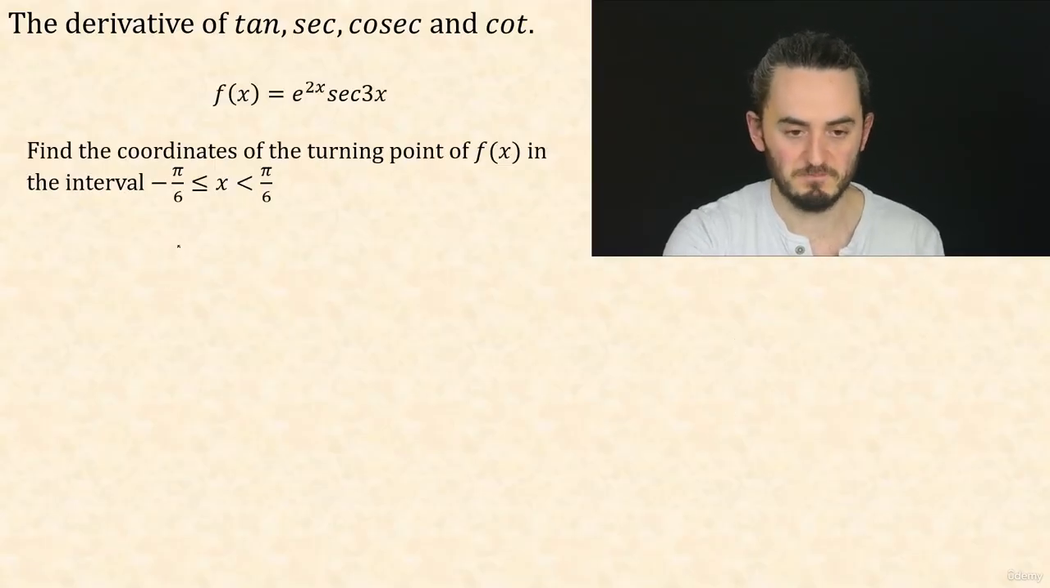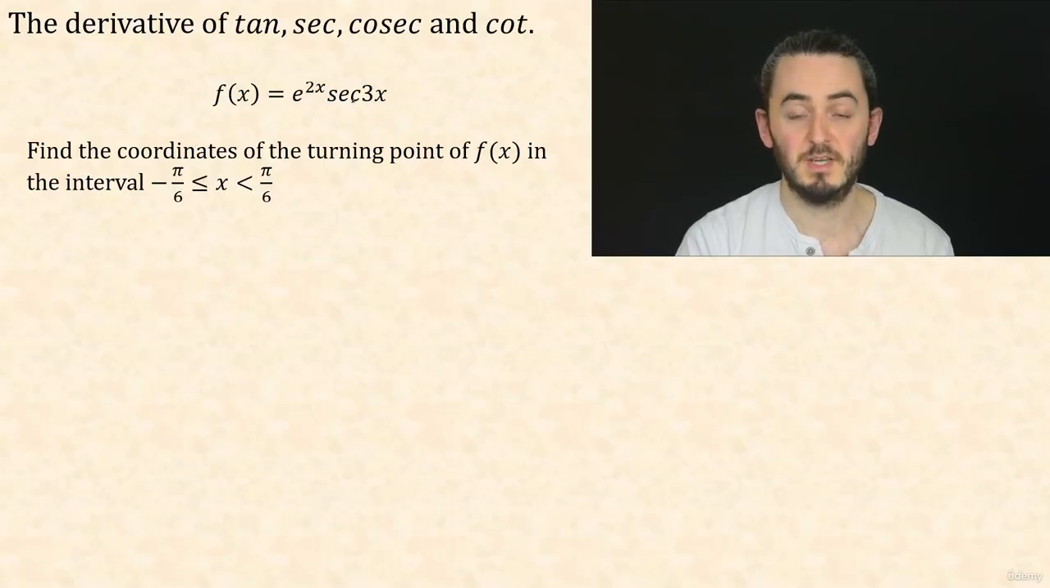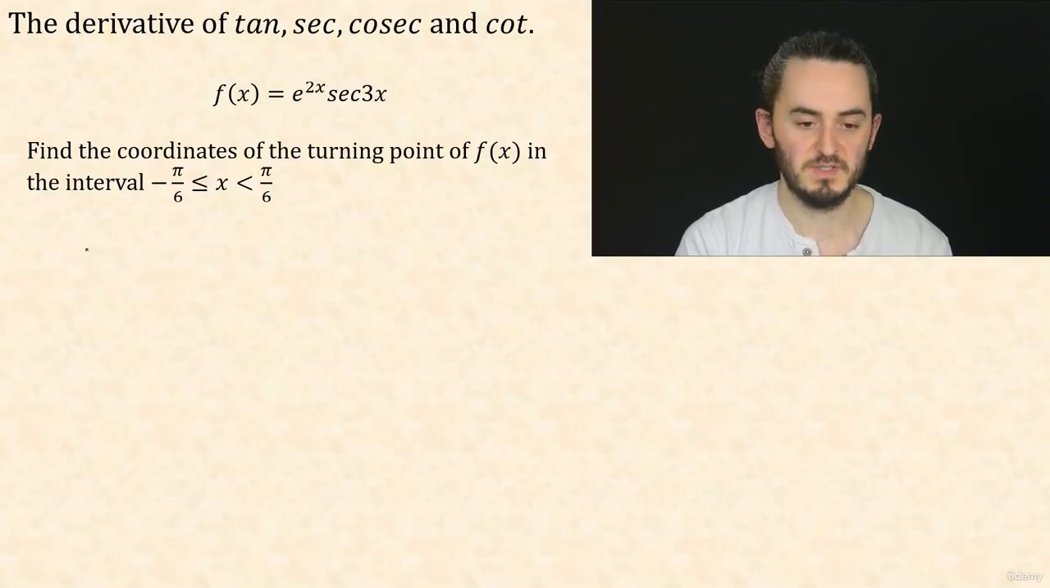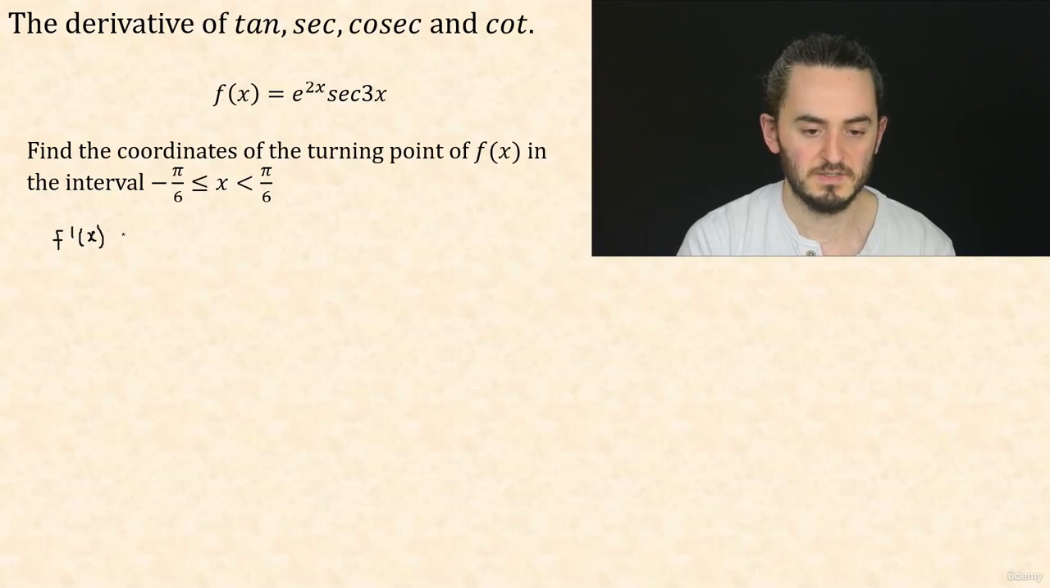Okay, one more question. So I've got this function here, e to the 2x times sec 3x. Can we find the coordinates of the turning point of f of x in the interval minus pi over 6 up to pi over 6? So turning points are going to be where the derivative is 0. So I'll want to find when the derivative is 0. So I'll find the derivative first.